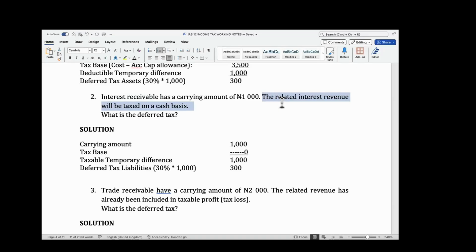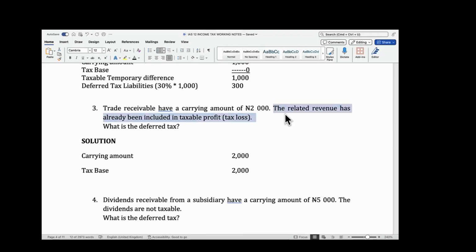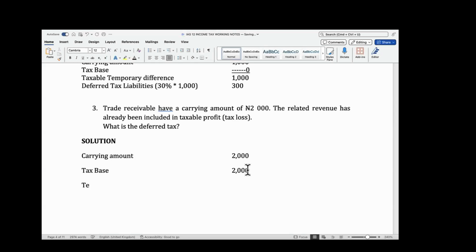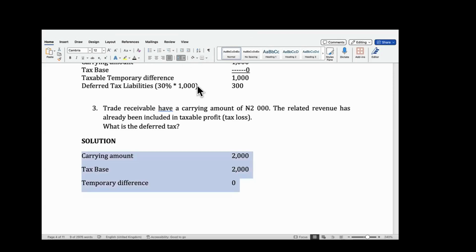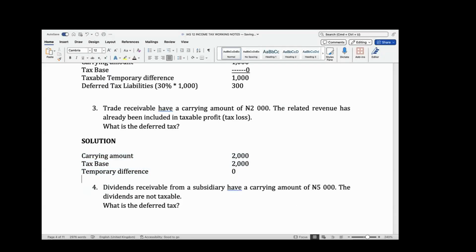But in the second scenario you referred to, they said the interest revenue will be taxed on a cash basis. So the taxman did not capture it this year. He's waiting for you to collect the cash. But for this one, they said the taxman has captured it. Just let the question guide you. So the related revenue is included, and the tax base is 2,000 because it has been included. In this case, the temporary difference is zero, because they both included it. So there's no deferred tax impact.